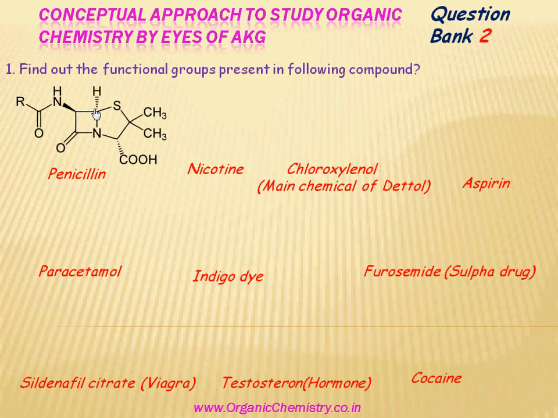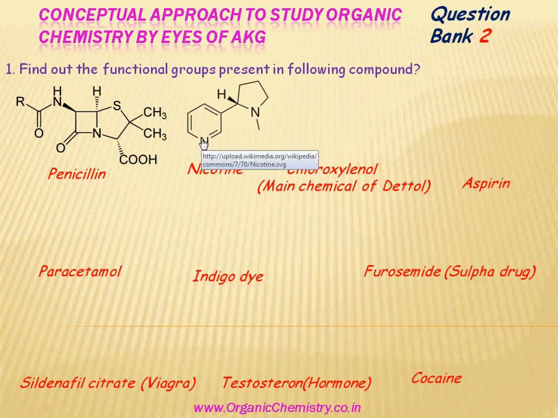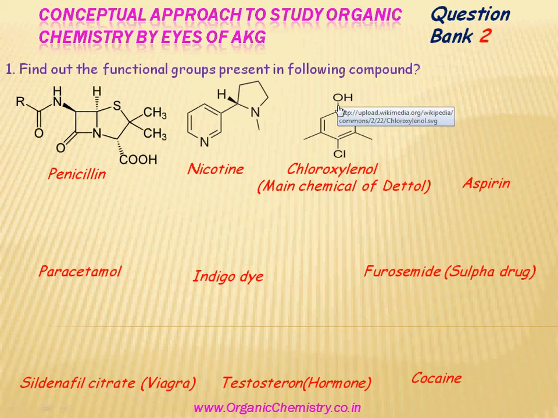For the second molecule, nicotine, one part is pyridine, and second, here nitrogen is attached to three carbons. This part is tertiary amine. Third, the chemical Dettol. Here OH group is attached to benzene as well as chlorine. So this part in which OH is attached to benzene is phenol, and when Cl is attached to benzene, it is chlorobenzene. When CH3 is attached to benzene, it is commonly called toluene.